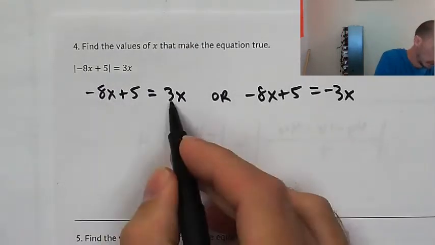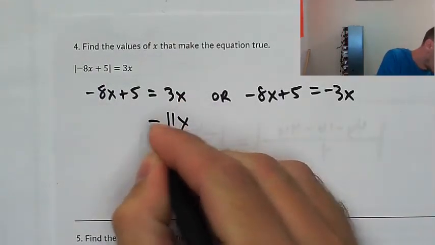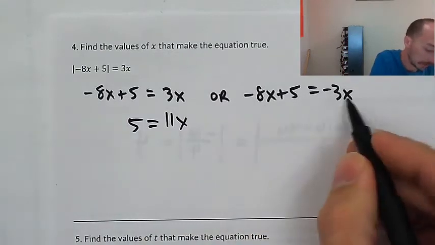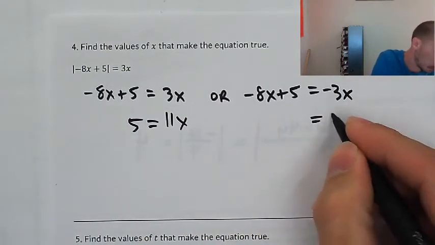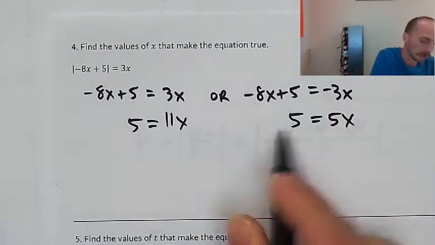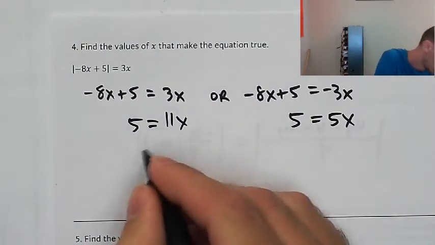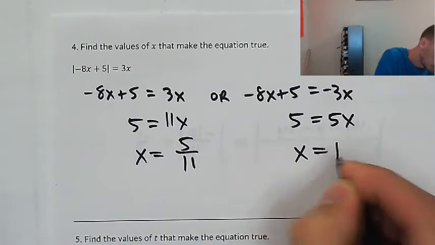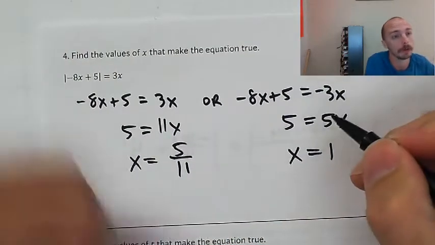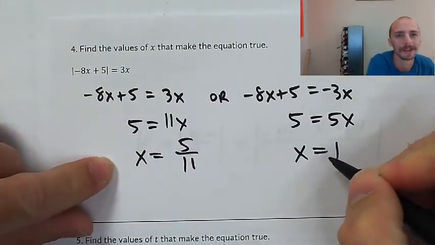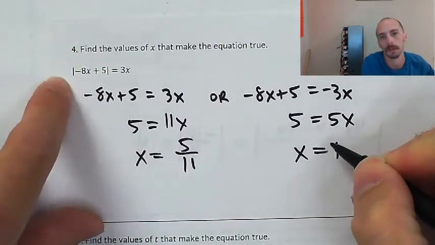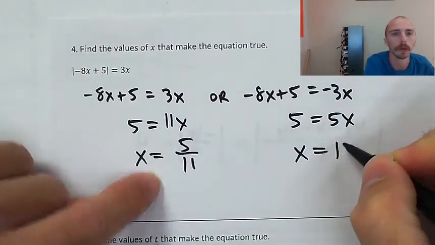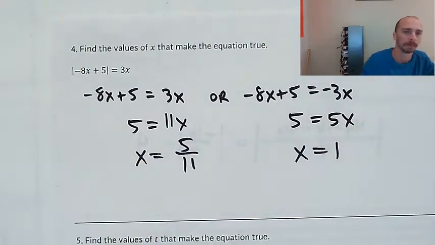So I'm going to add 8x to both sides. Maybe add 8x to both sides of this one. Divide both sides of both equations by 5. And I'll have myself 2 solutions. Now I need to check both of these, but it's nothing that's going to happen because I don't have absolute value equaling a negative number. And these are both going to work.